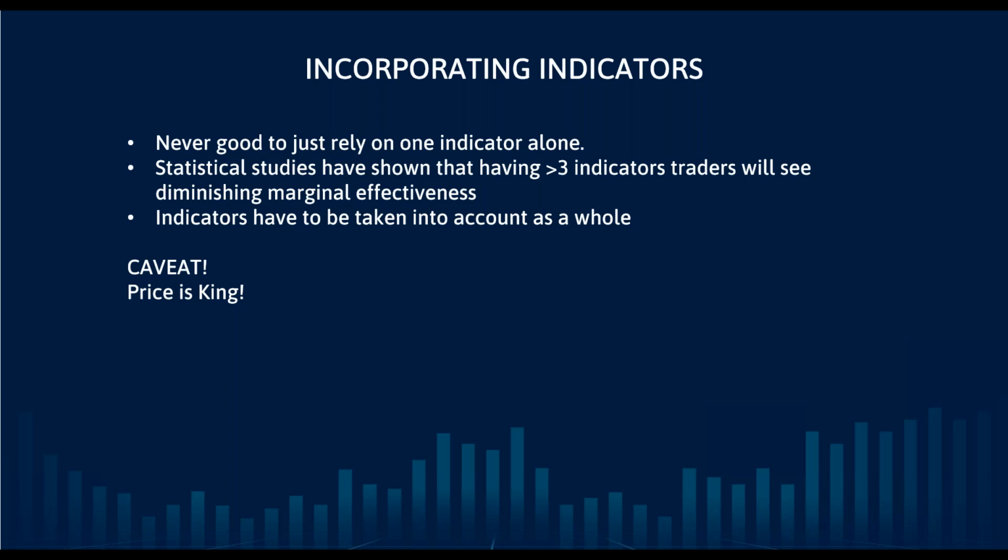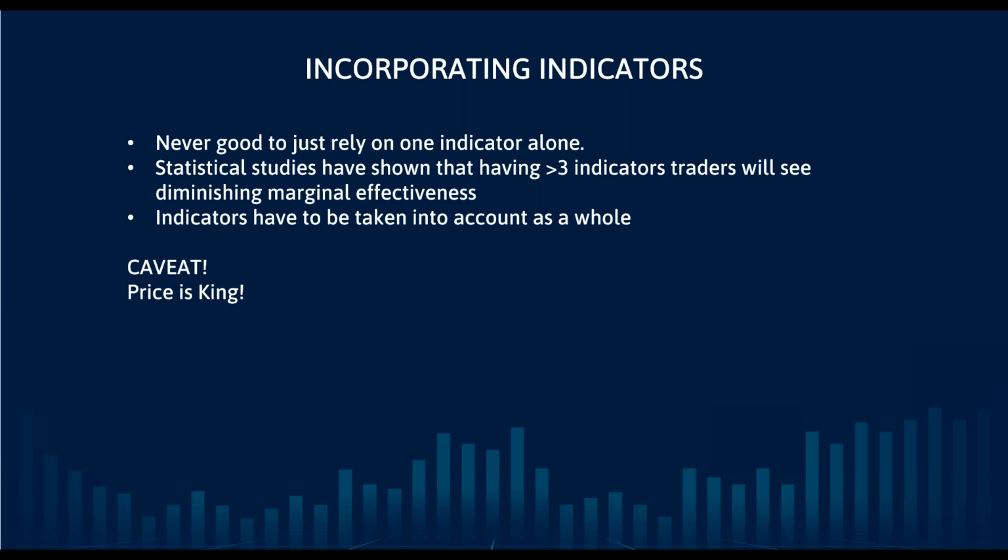Okay, statistical studies have shown that with more than 3 indicators, traders will start seeing diminishing marginal effectiveness. There'll be too many mixed signals, and you'll be confused as to which indicator to follow. So at the max, just keep it to 3 indicators.